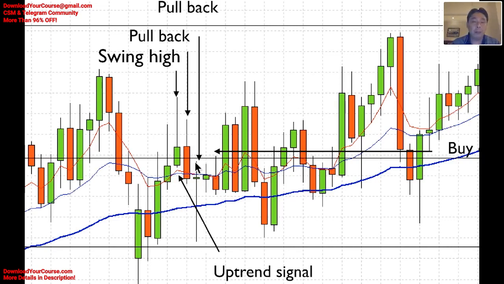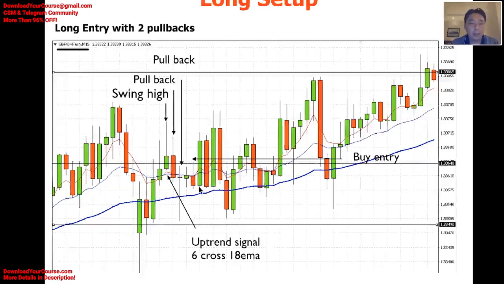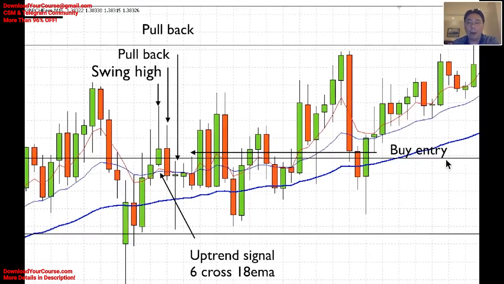Now that we've got a pin bar, we can take the trade. If it doesn't appear, we don't take the trade. So this pin bar will be what we call the trigger candle. Again, the trigger candle is the last candle we see before we place our order. So we place our buy stop order just above the high of that candle, and we place the stop loss below the low of that candle.